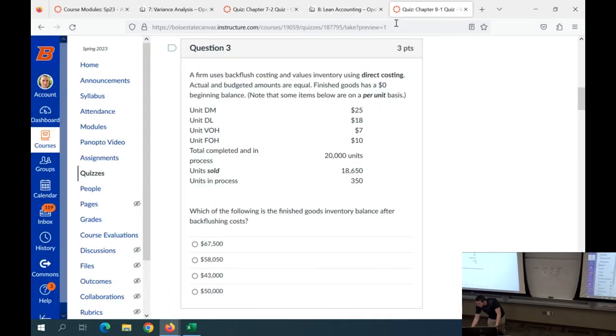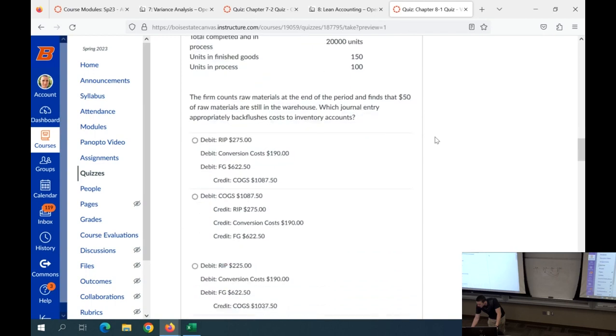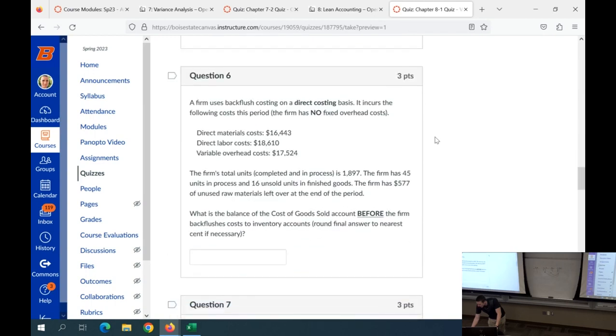Some of the questions in here hinge on you understanding the timing like that. So, for example, this question right here, we can actually answer without any knowledge of what direct costing means or anything like that. At least I think we can. Well, we'll go with that. We'll try that anyway. So a firm uses backflush costing on a direct costing basis. And in this context, just know that means that all of these are product costs right now.